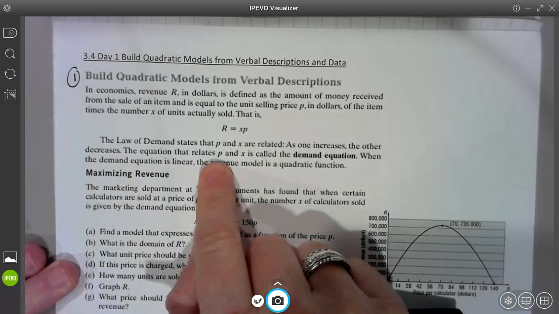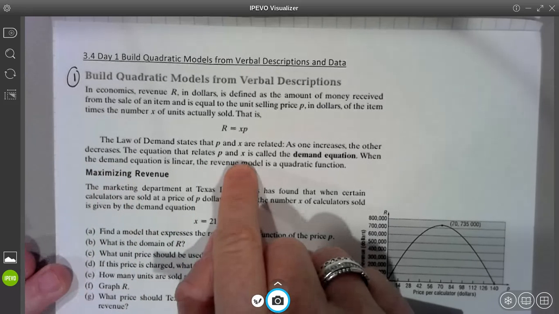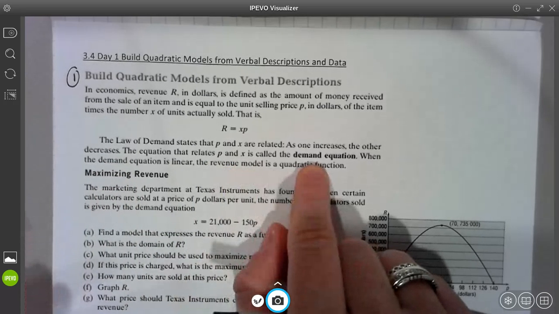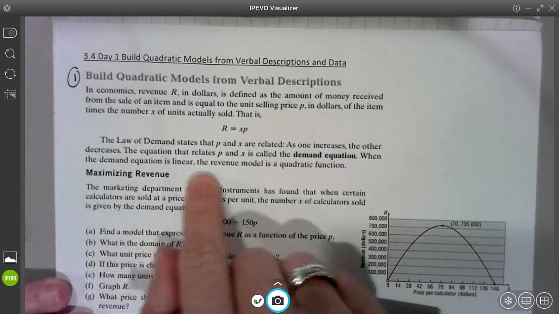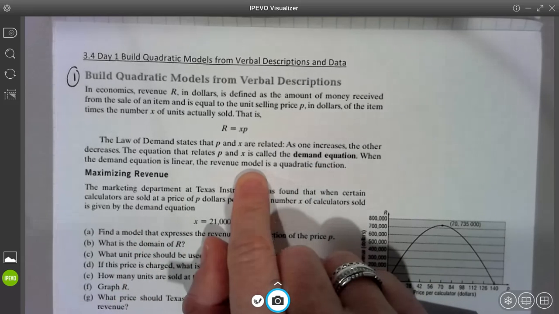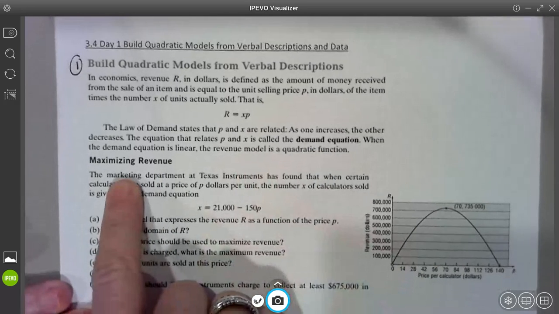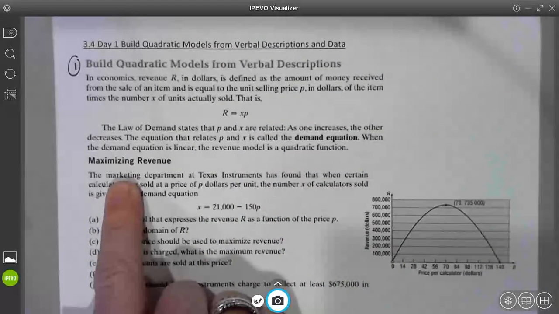The equation that relates P and X, the price and the number of units sold, is called the demand equation. That's what relates the number of items sold to the price. When the demand equation is a linear equation, then the revenue model is a quadratic function, okay? So we want to be able to maximize the revenue. We want to make this company the most money.